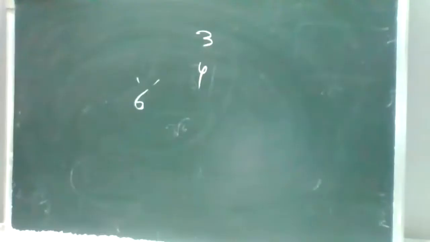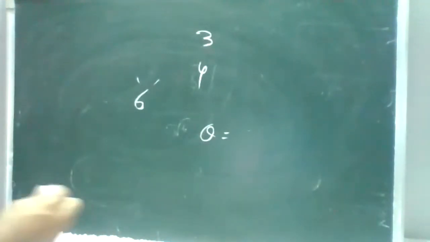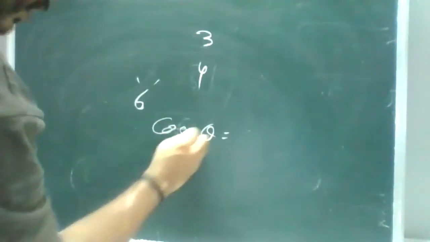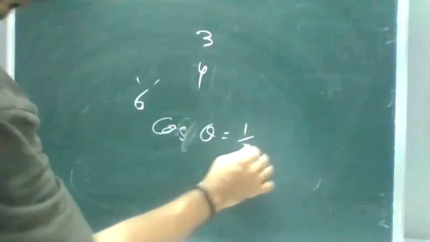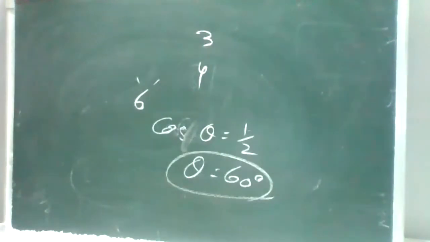Cos theta is equal to 1 by 2, sir. Yes ma'am, super. Cos theta is equal to 1 by 2. What is the value of theta? 60 degrees. Yes, theta is equal to 60 degrees.